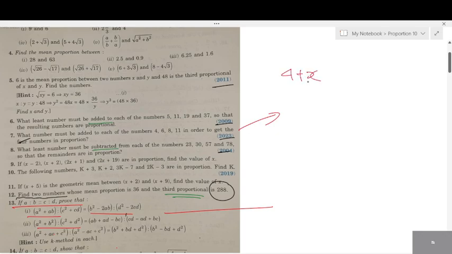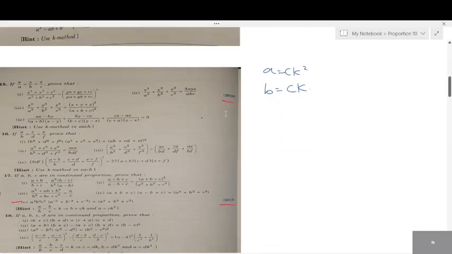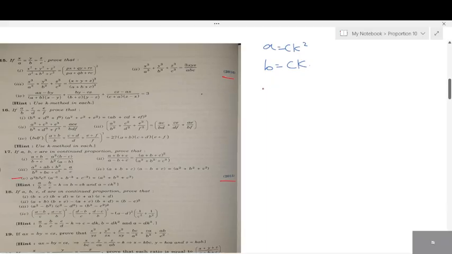So remember this, what number should be added? 4 plus x is to 6 plus x, like this. Sum of extremes, product of means is equal to product of x. So recently they've given this type of question in 2023, 2019, 2011. All this was given long back, 10 years back, 2016, 2015.